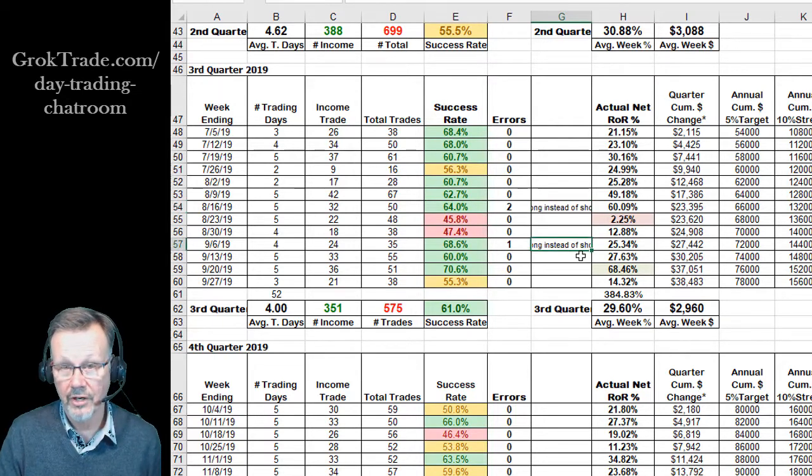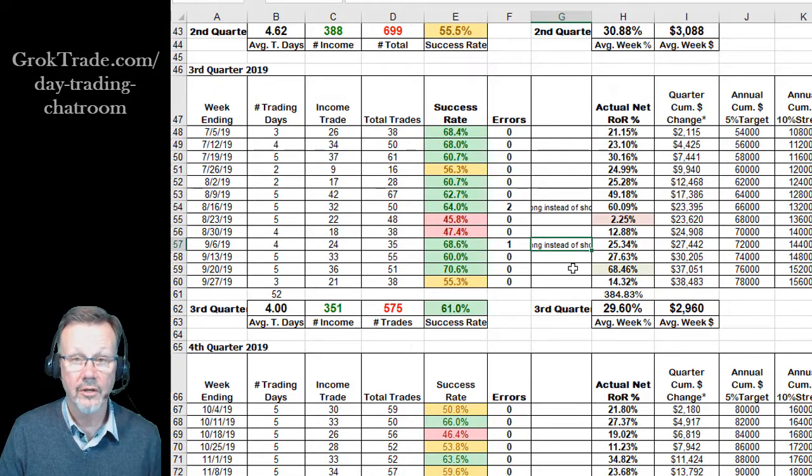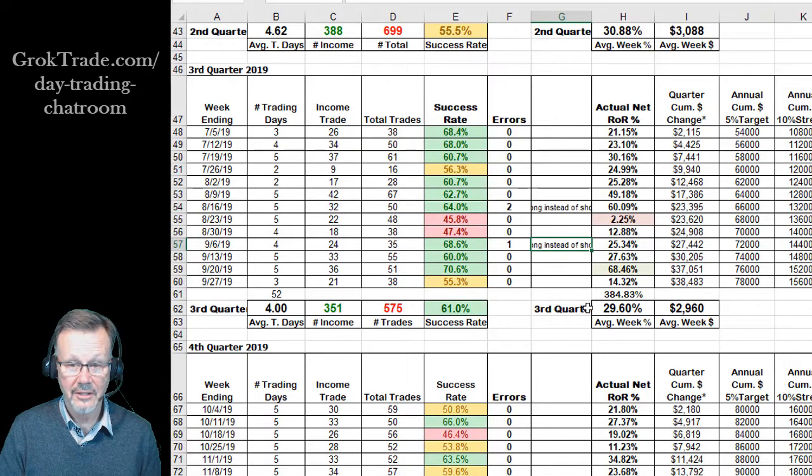So all four of my errors were that if I wanted to go short, I actually hit the buy button instead of the sell button. So that was 4 times out of my 2,466 trades. But again, we don't want to have errors because that screws up our trading system.